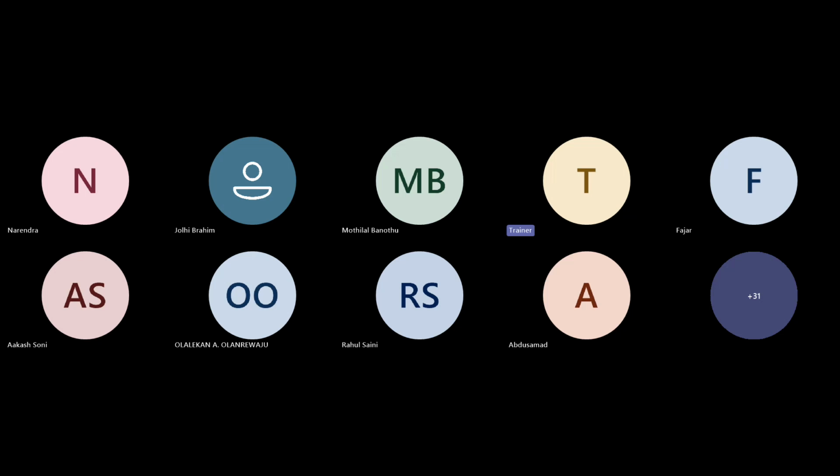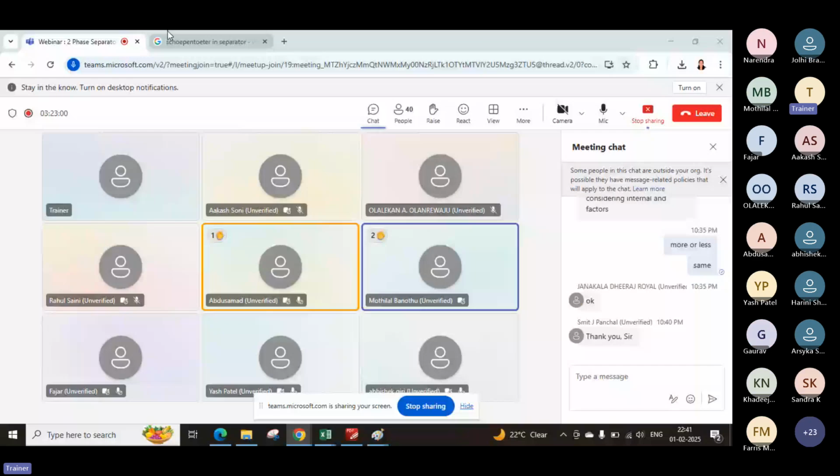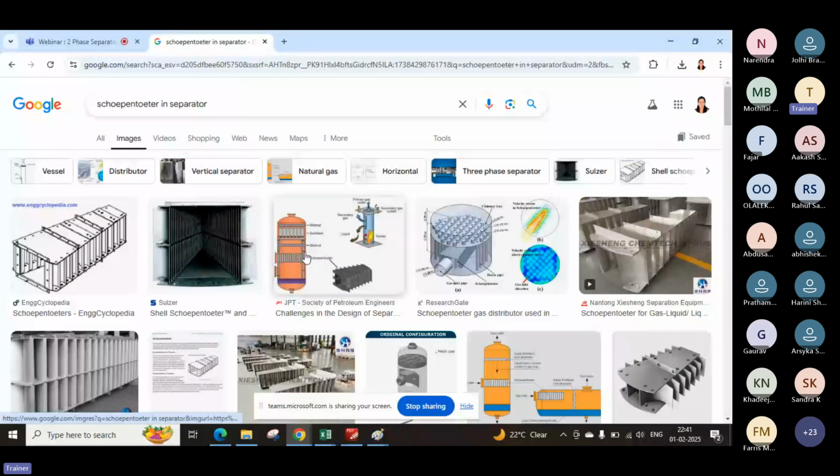It is a design found by Shell. It is pure proprietary. This helps in reducing the diameter of the equipment, the height of the vessel.